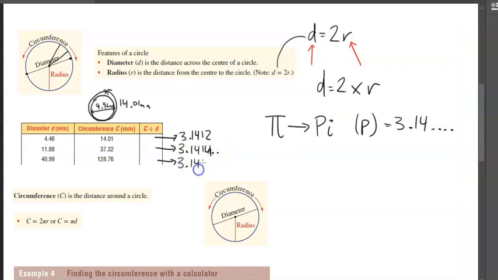3.1412. Okay, so there's a link of some sort. Any circle that you draw, the more perfect the circle the better, you get its circumference and divide it by the length of the diameter, and you will get 3.14 for the very least. And you can even try this at home.